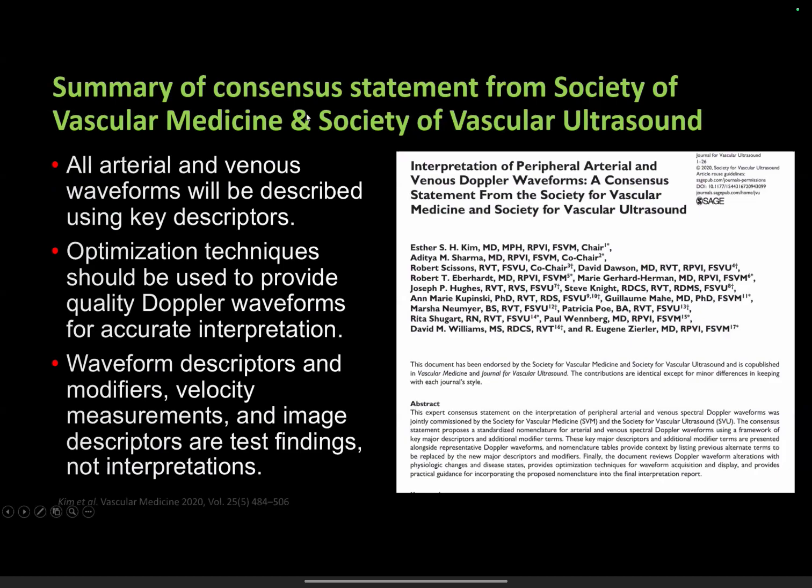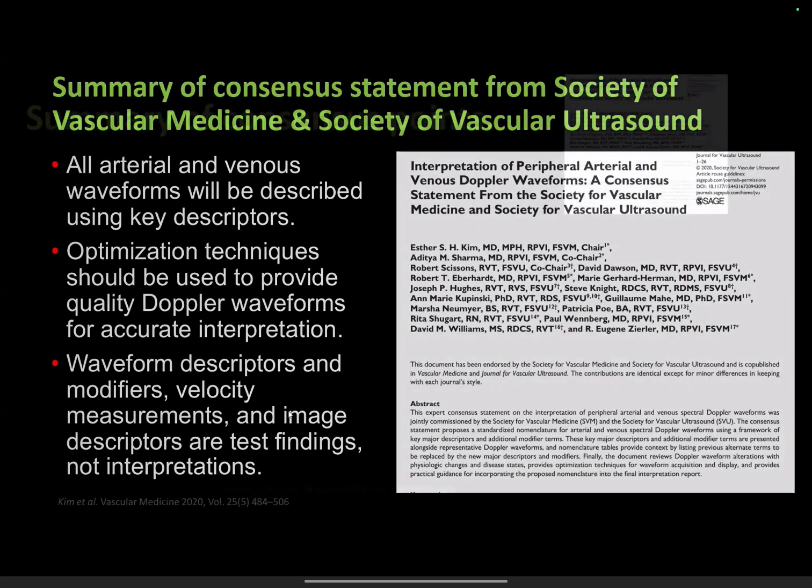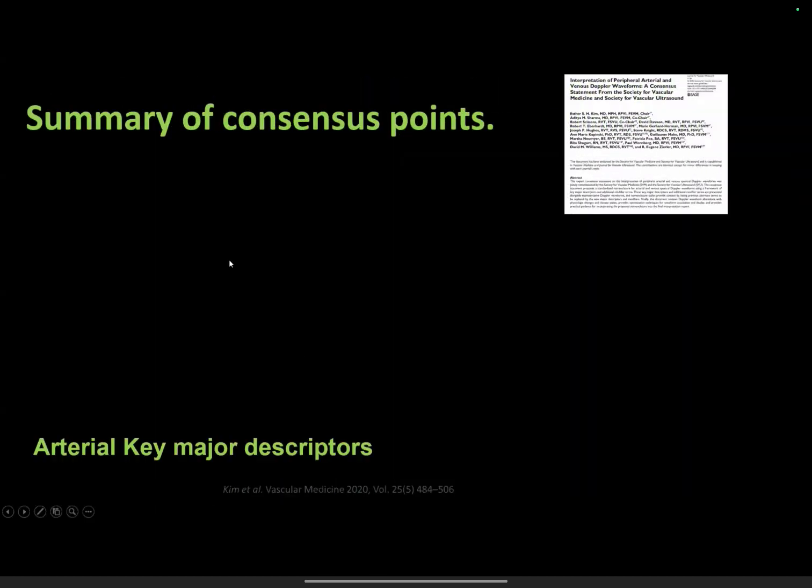So, this is a very important article, according to the summary of consensus statement from the Society of Vascular Medicine and Society of Vascular Ultrasound, there are certain important criteria that have been established for all arterial and venous waveform analysis using certain descriptors and modifiers. Optimization technique should be used to provide quality Doppler waveforms for accurate interpretation. Waveform descriptors and modifiers, velocity measurements, image descriptors are test findings, not the interpretations. So now coming to the consensus points.